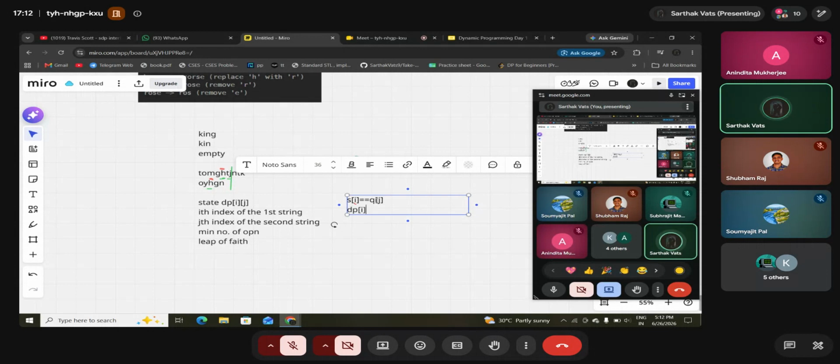So basically DP of i and j is just going to be whatever it was for the last index of this one and the last index of this one. Since I'm moving from left to right, I've already calculated for i minus 1 and j minus 1, right? Whatever would have been the minimum for that, I would just let it remain like that because I don't need to perform any additional operations right now.